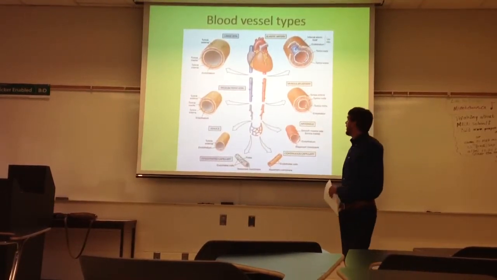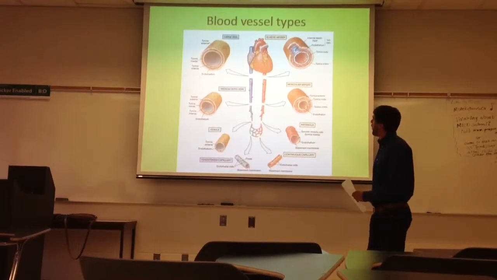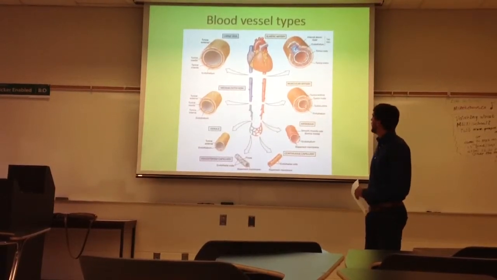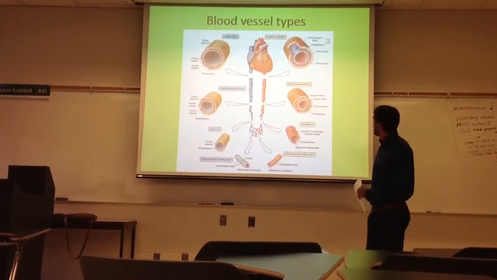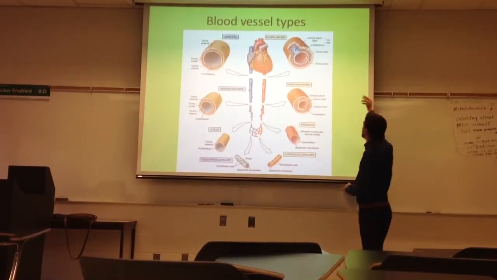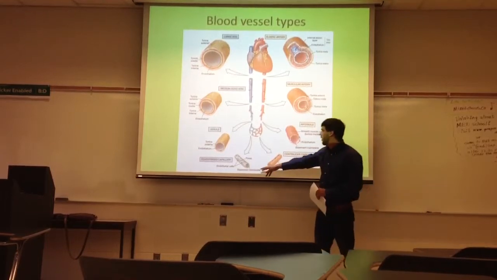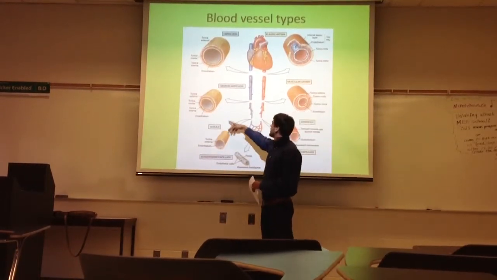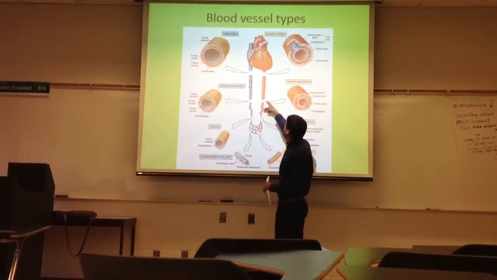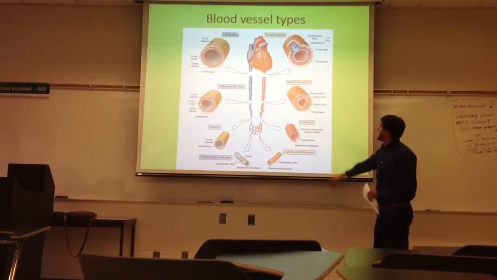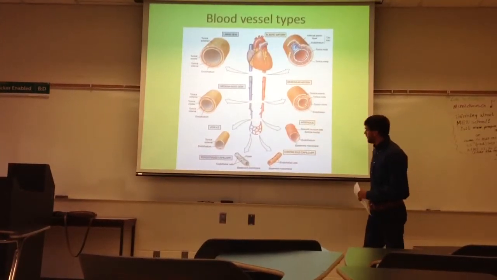So this is a diagram showing you all the types of blood vessels in your body, going out of your heart and then back into your heart. Again, you can see that the 3 layers of tissues change depending on which type of blood vessel we're talking about. Obviously, you can already tell that veins are a lot less complex in design than arteries.